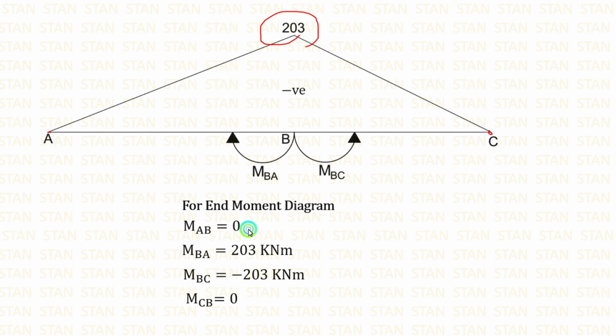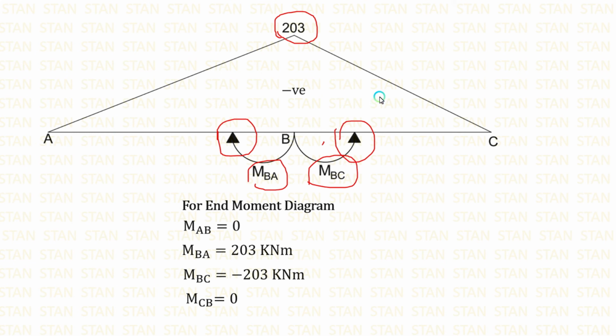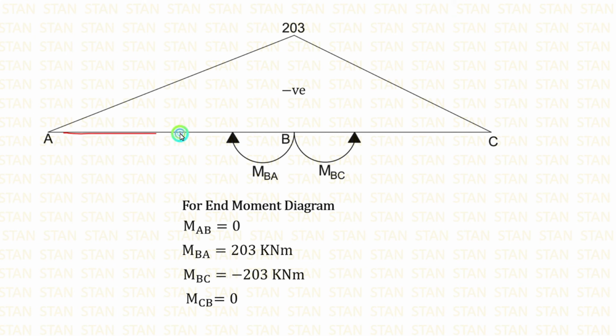We already know in the point A and in the point C, the bending moment is 0. Even though we are having two moments here, we should not make 2 points. Only one point we must make because both of these arrows are indicating upwards. End moment diagram will be negative if it comes above this line. If it goes below the line, that will be positive. Right now it comes above the line, that is why it is negative.